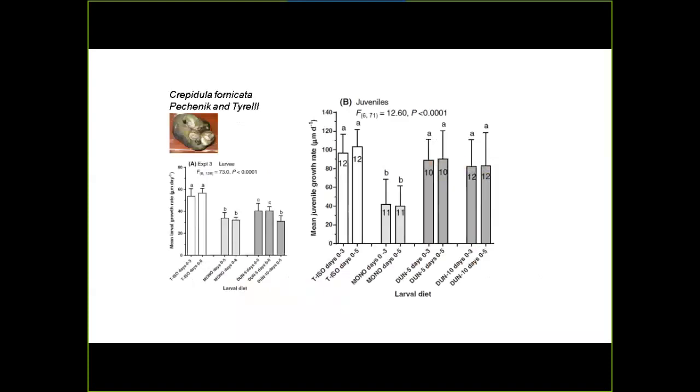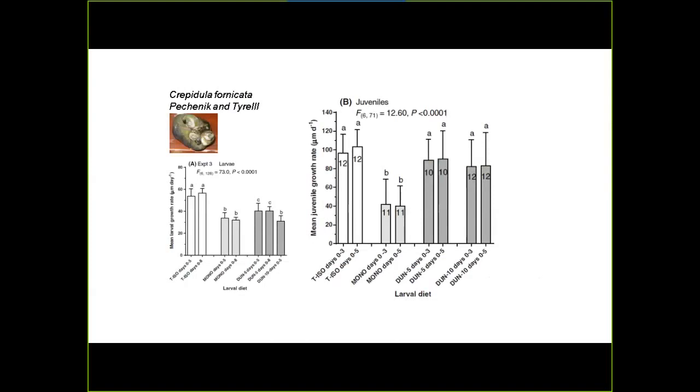we then rear the juveniles. And again, in this case, the reward for metamorphosing, it's always something good. The reward for metamorphosing in this case is you get to grow on the best diet as a juvenile. Okay? So here's the larvae on the best diet. Here are the juveniles. They're grown on the best diet from those larvae. They're growing about 100 microns a day. Okay? This is over the first 3 days, the first 5 days.